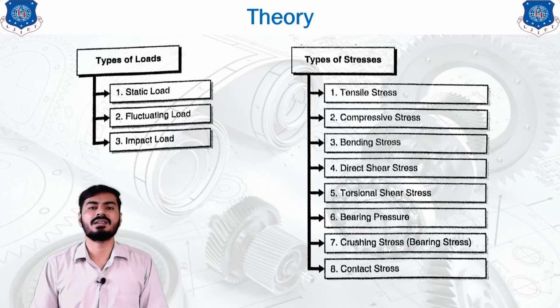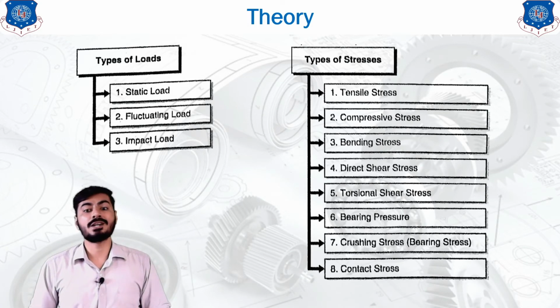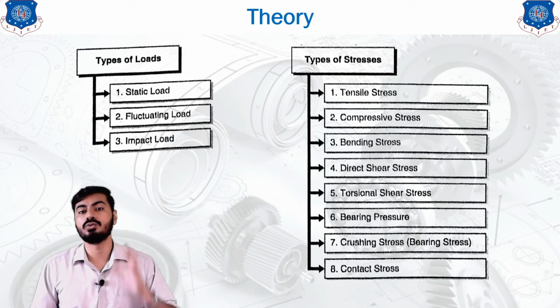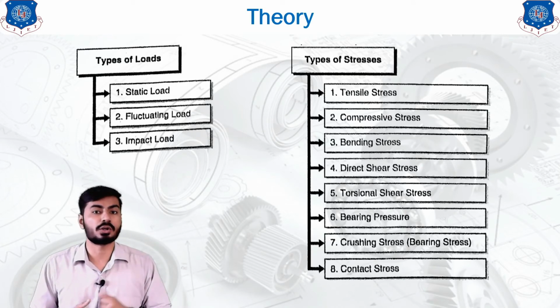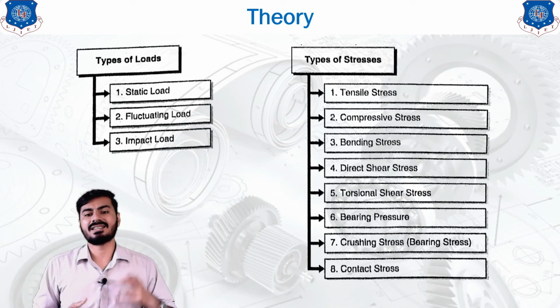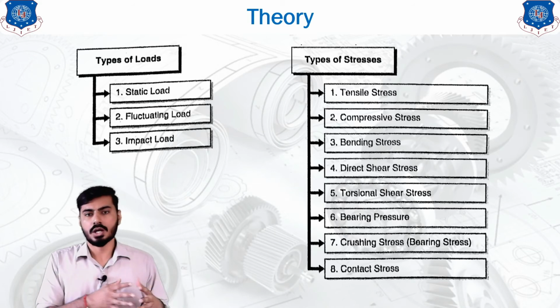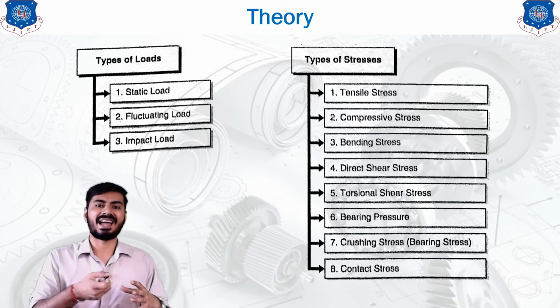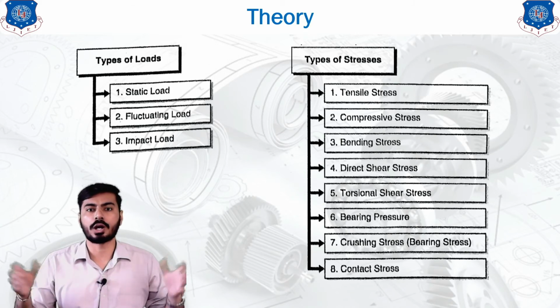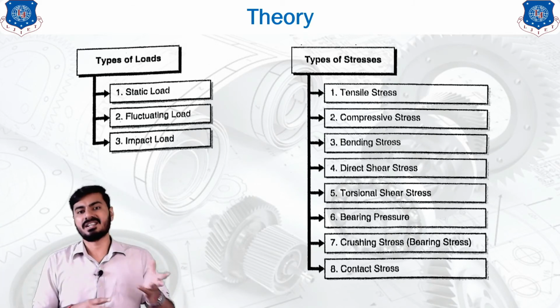Now we will see another theoretical part, that is types of stresses. What are the different types of stresses that we are going to utilize in the procedure of machine design? So the first stress is the tensile stress, and the second one is the compressive stress. Both are stresses based on their nature. So if you apply a tensile load or a compressive load on the component, that will create tensile and compressive stress respectively.